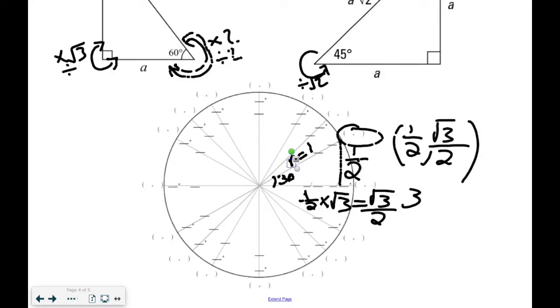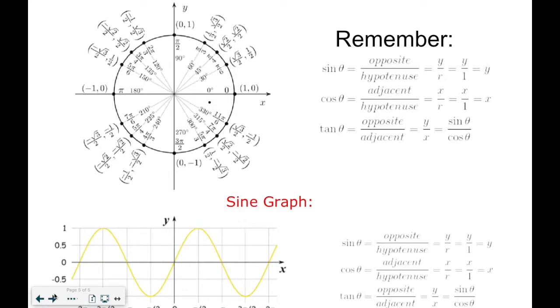We can also find the radian by doing the proportion. So we know that 30 over 180 equals something over pi, since we know pi radians equals 180 degrees. So this is a completed unit circle.